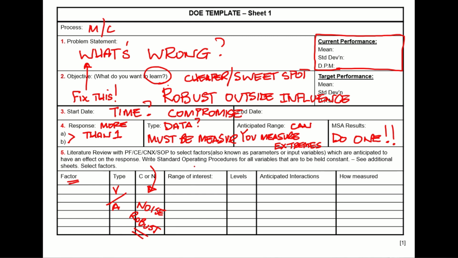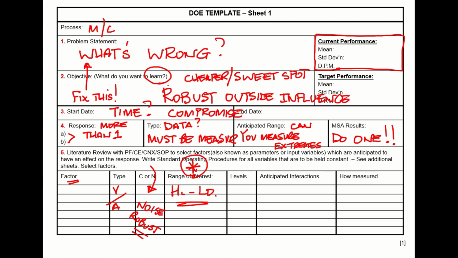Next, range of interest. Now, the range of interest here is probably one of the most important things on the whole table. Now, this is your high and your low choice. I mentioned earlier, you are going to spend a day with a team.